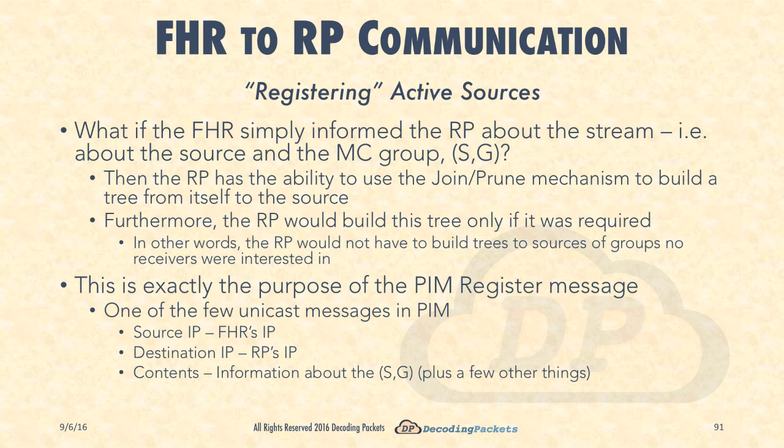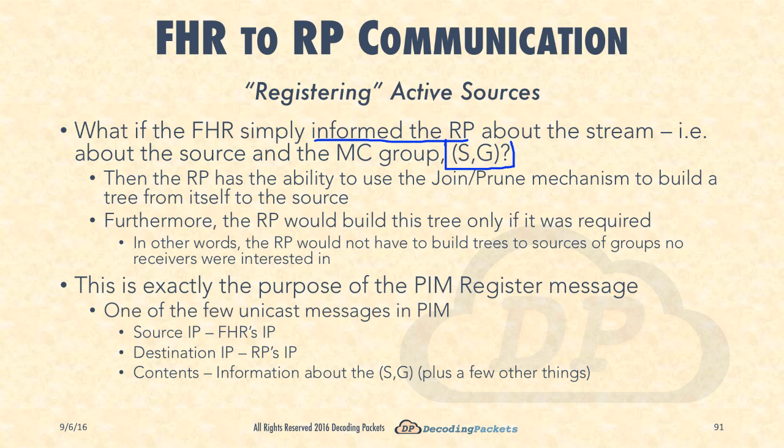So all it tells the RP is that, hey, there is a source that is connected to me that is sending on this group, i.e. there is an S comma G state that I have created.